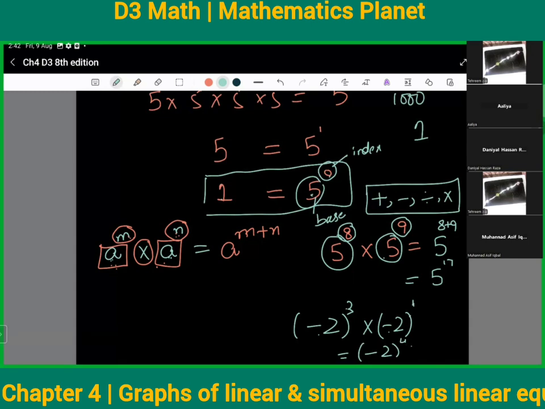Is it clear to everyone? Yes, teacher, it is. Okay. This is rule number 1, law number 1 of indices.